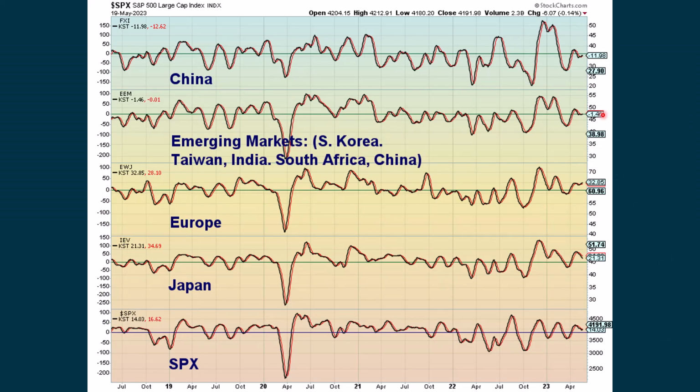And then internationally, China's starting to show some recovery. Emerging markets are flat right now. Europe is starting to show a little bit of improvement, where in Japan, they're in a downtrend and the US is still in a downtrend overall. It takes a long time for this indicator to switch.